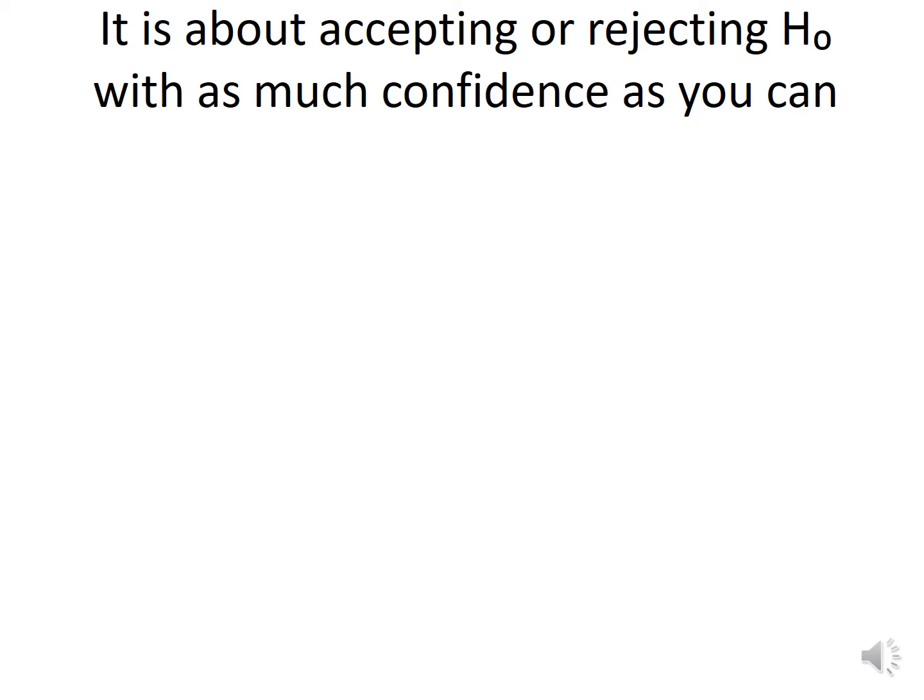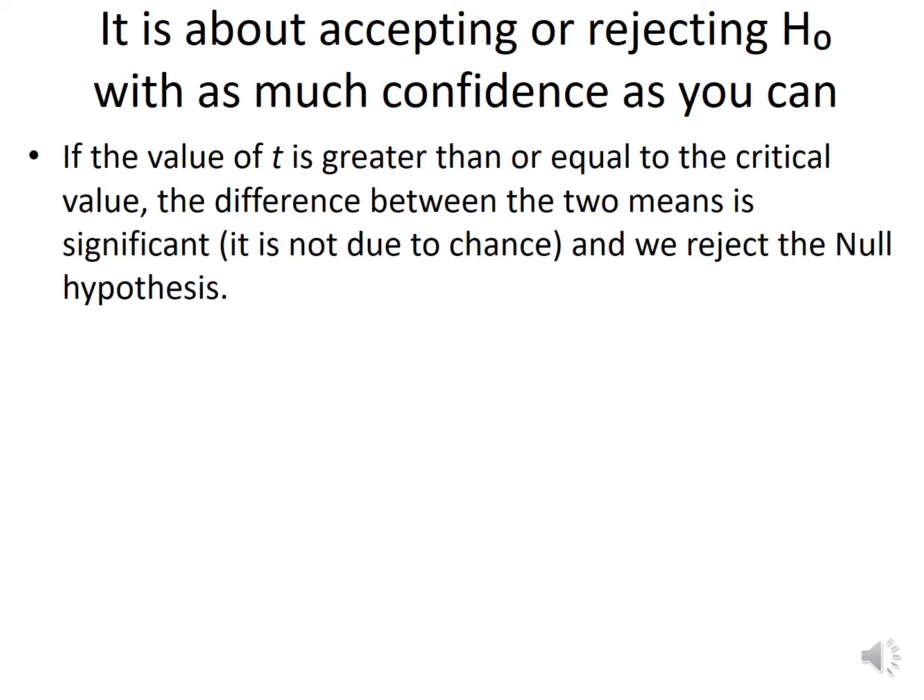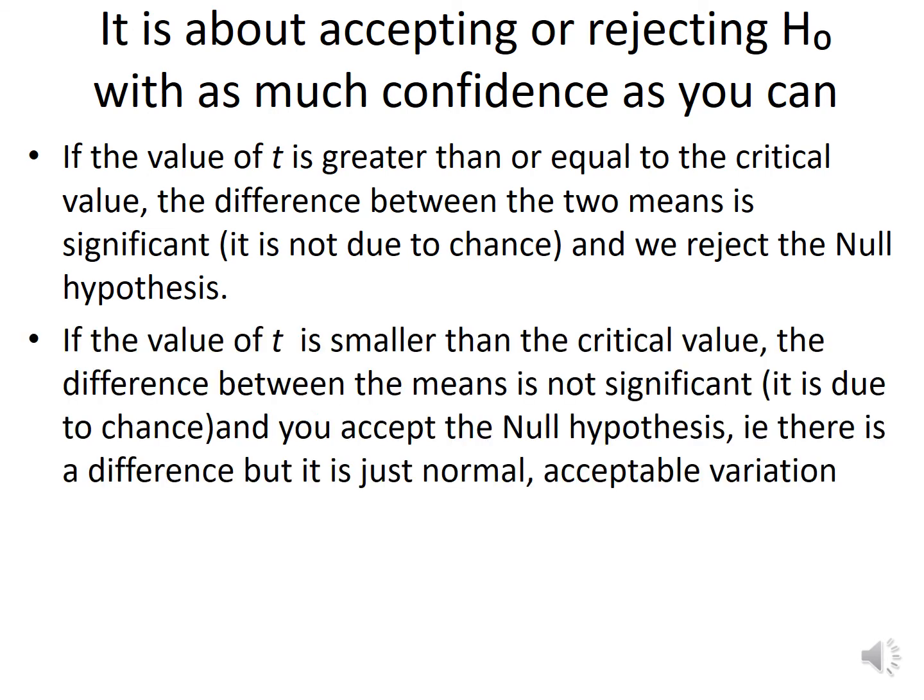Are we accepting or rejecting? And we want to be confident doing that. You don't want a 50-50, I'm not sure if this is the right decision or not. You want confidence that you are making the right decision. So this is where probability comes in. So if the value of t is greater than or equal to the critical value, the difference between them is significant. So that difference that you might see between your data, it's just normal random variation. It's not a significant difference.